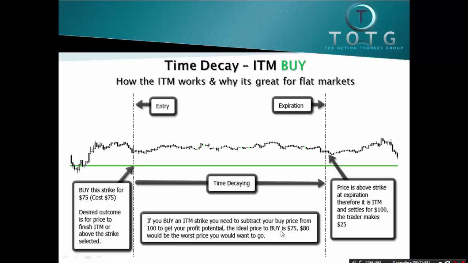The ideal price to buy is 75. You're looking for $75 on that option chain. Not always going to find it. You can settle for as much as 80. That would really be the worst price you would want to go. Unless we get the iron butterfly on that I spoke about, 85 would be okay. But try not to go too far outside of these numbers here, for your best risk reward.